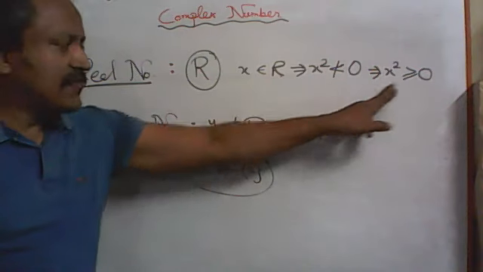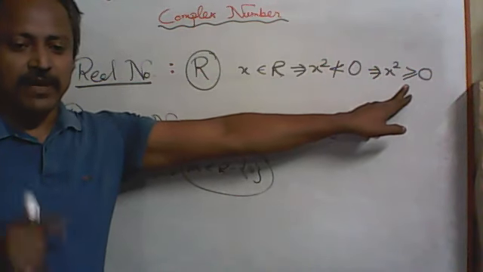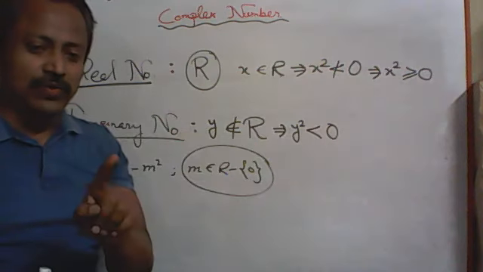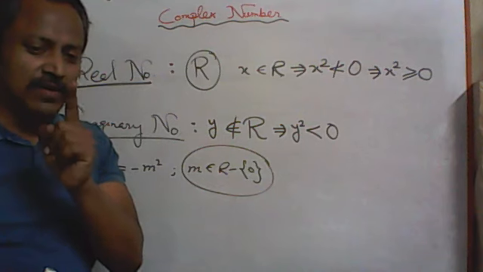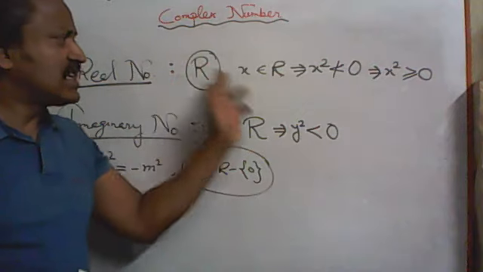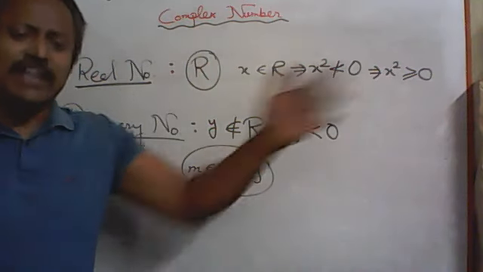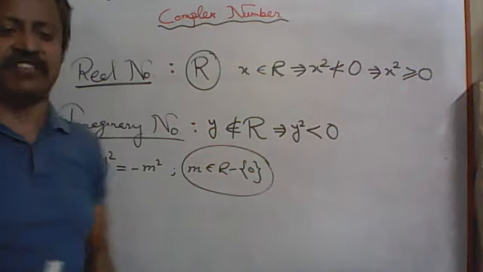The definition of a real number is that its square is greater than or equal to 0. And there is a single number whose square is 0. Of course, that is 0, right? So, since the square of 0 is 0, for all the real numbers other than 0, their square must be greater than 0.